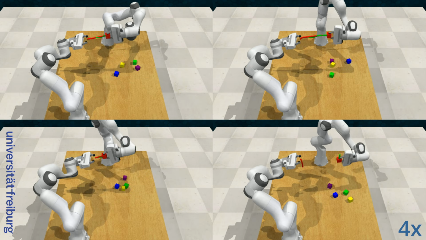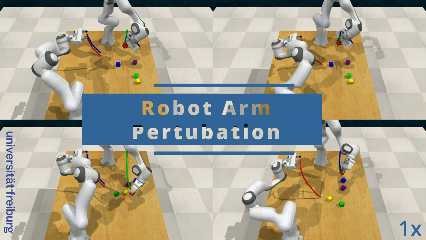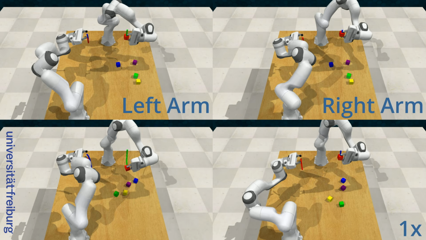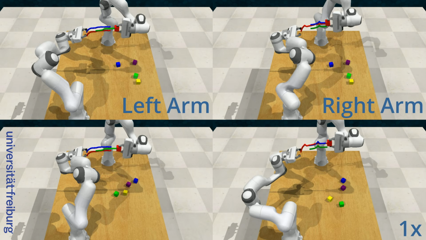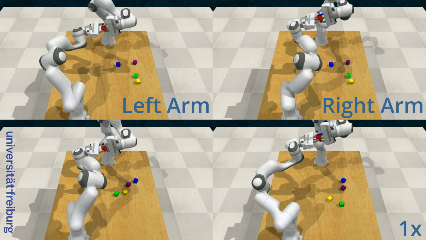In contrast to baseline methods, DynaMAC also dynamically recoordinates when perturbing the rollout of either robot arm. This robustness towards inconsistent behavior of a collaborator makes DynaMAC an interesting approach for human-robot collaboration.